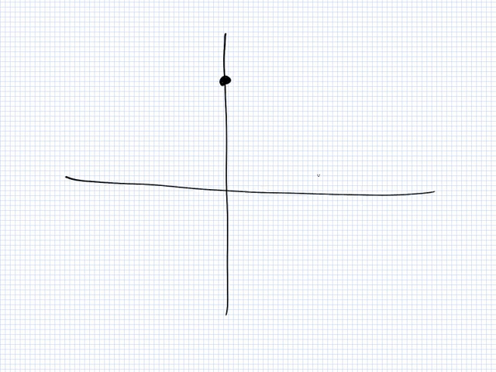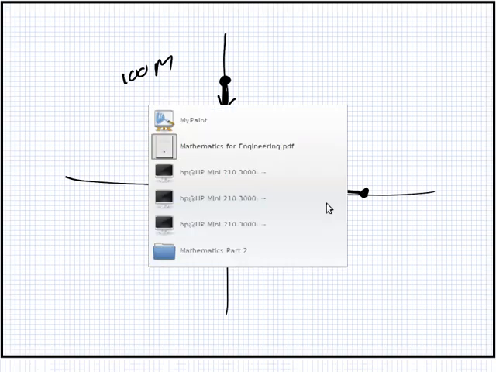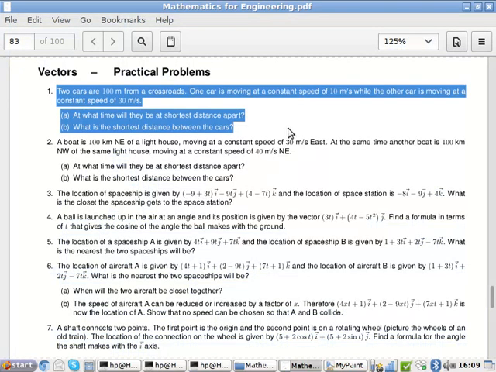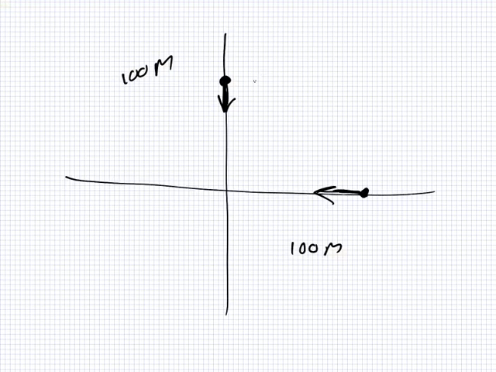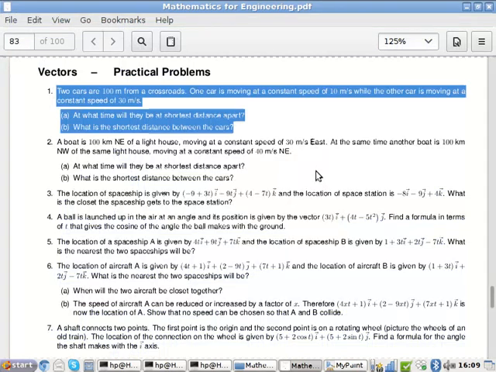Here is the first car. Here is the second car. They're both 100 meters away. This car, we'll say, is heading south, and this one west, although it doesn't really matter. Away from what? 100 meters away from the junction, yeah. And this one is moving at 10, and the other one's moving at 30.